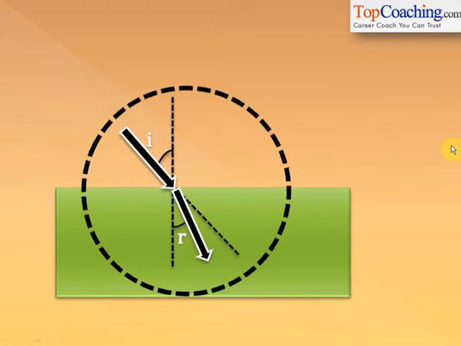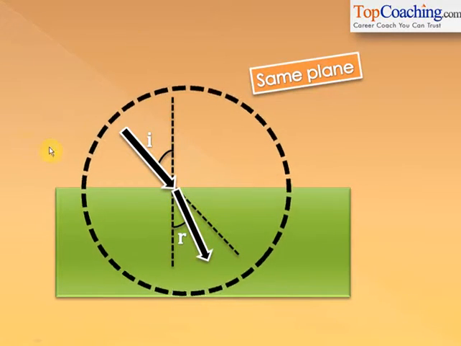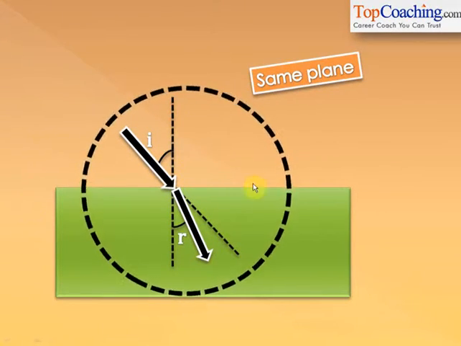This is what the first law of refraction says. It says that the incident ray, this ray here, the refracted ray, and the normal at the point of contact all lie in the same plane.